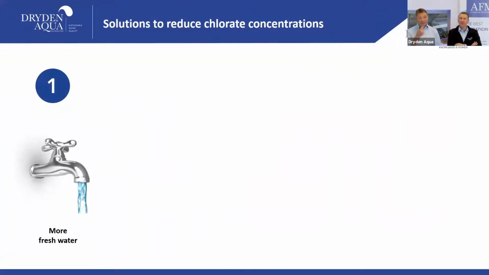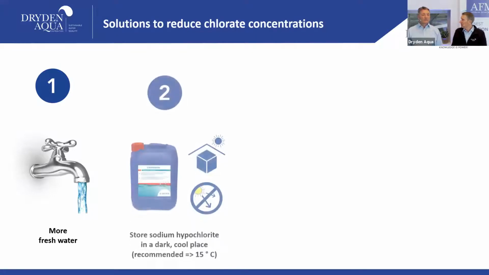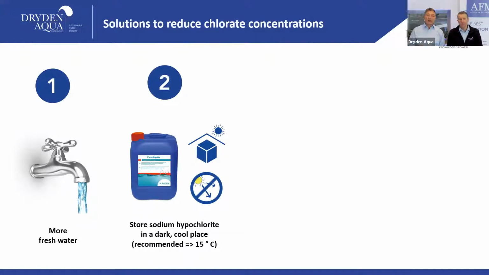So, summarize the solutions to reduce chlorate concentrations. Number one is add more fresh water. Dilution is the solution, right? Yeah, but not a good solution. Not a good one. Second, sodium hypochlorite: store it cold and fresh.